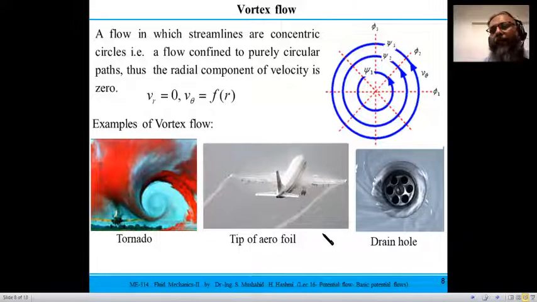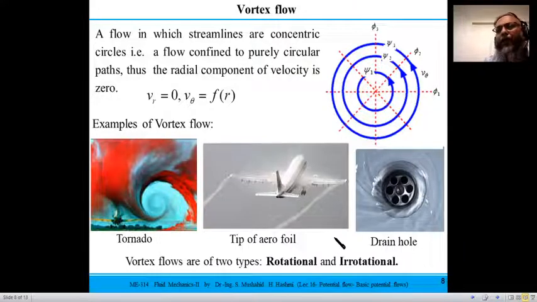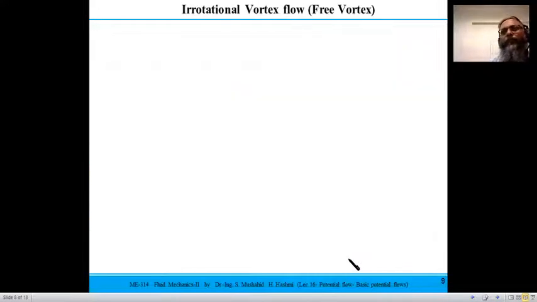Okay, vortex flows, actually there are two categories, rotational and irrotational. Since we are talking about potential flow, one of the conditions is that the flow must be irrotational. So that would not be potential flow if it is rotational. We will talk in the end about rotational, but our focus will be on irrotational vortex flows.